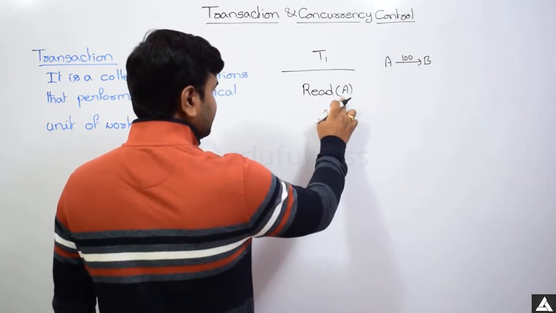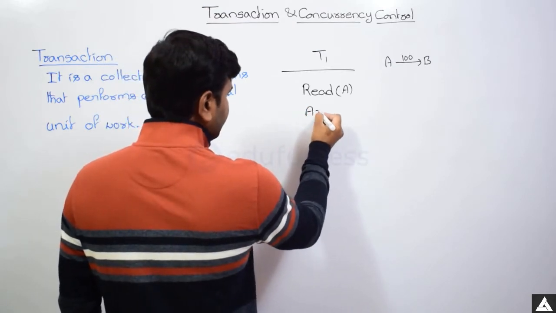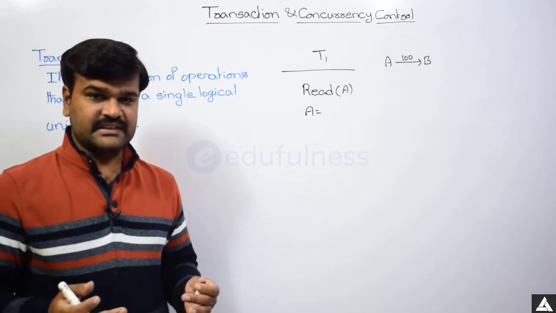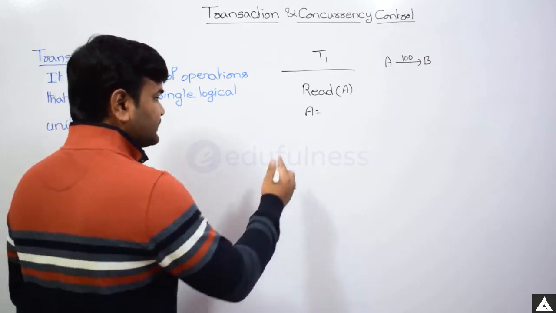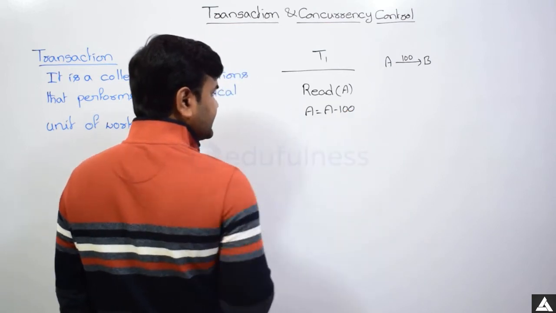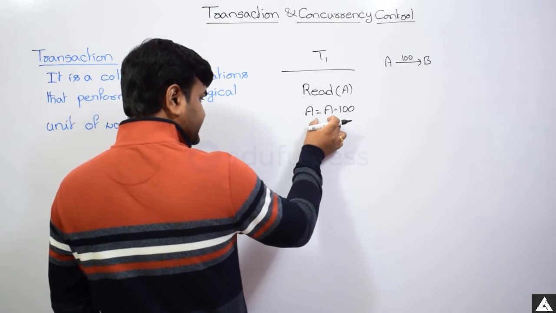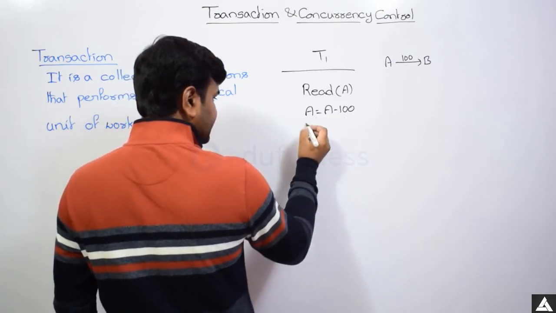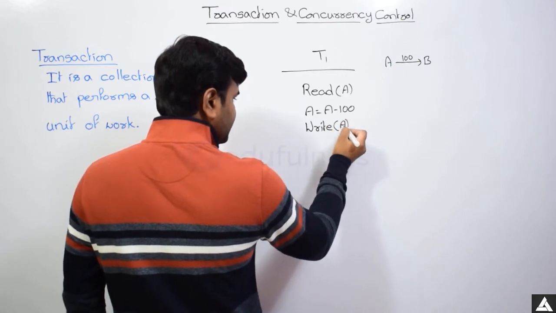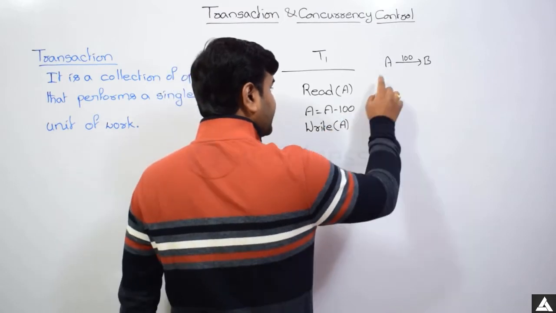So you get whatever balance we have. Then from A you have to reduce 100 rupees or $100, whatever the currency. So you reduce 100 from the existing balance. After that, whatever remaining balance is there, you perform a write operation on A. So this is what you have to perform regarding A.